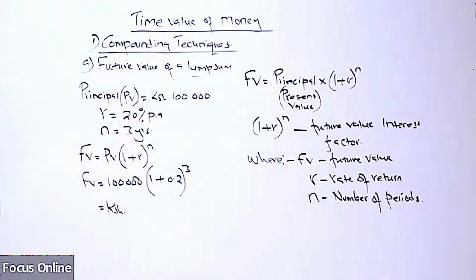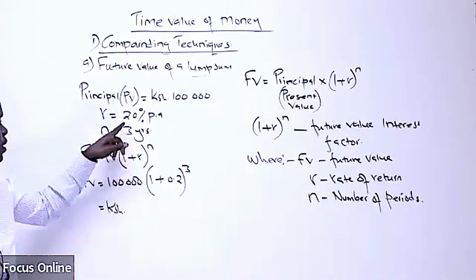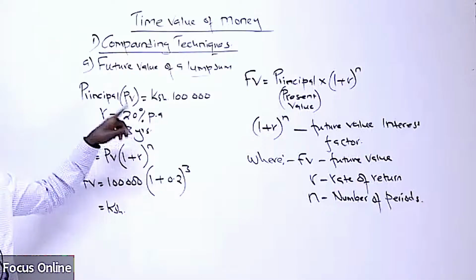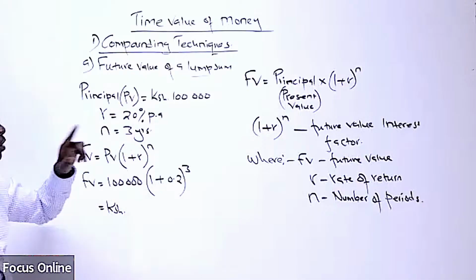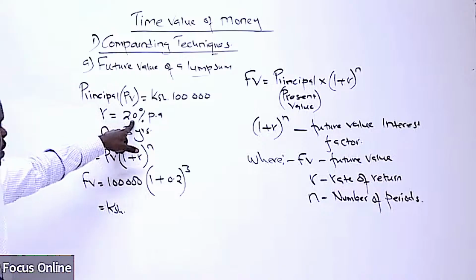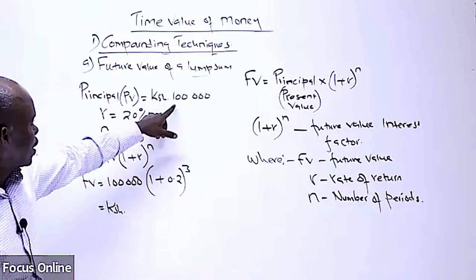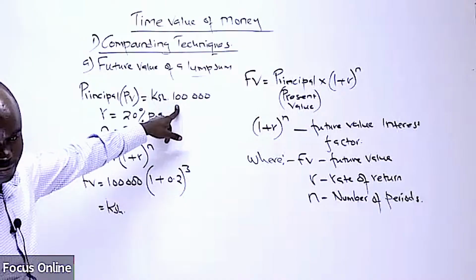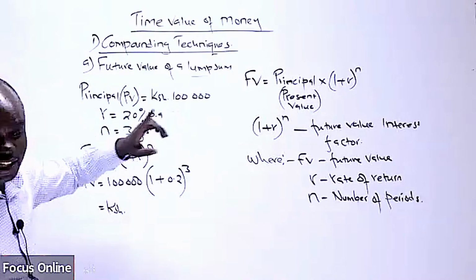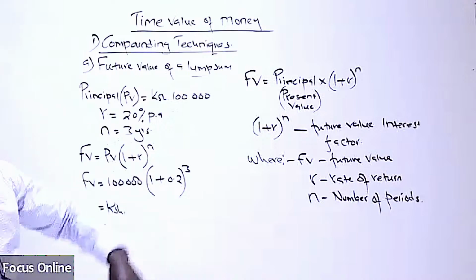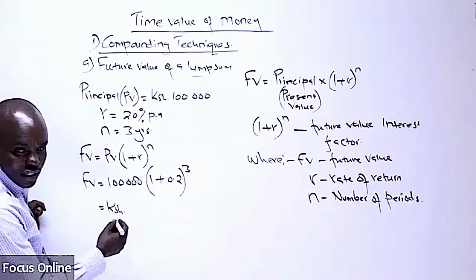Now, for example, we have two answers here. We have 172,800 and we have 106,120. Alice, I'm doubting your answer. At a rate of 20%, even in the first year we are going to earn 20,000, because in year one we say 20% times 100,000, that is 20,000. That means it's more than 106,000. So probably 172,800.